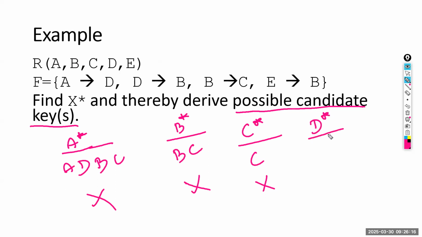D. D determines D. And D determines B. And B determines C, which means D determines C. And that's it. So D is not a candidate key, because we must have all of A, B, C, D. Then what about E closure? E determines E. E determines B. B determines C. And that's it. So therefore, there is no single candidate key here. That means you can't take a single field and say, this is my candidate key. Got it?